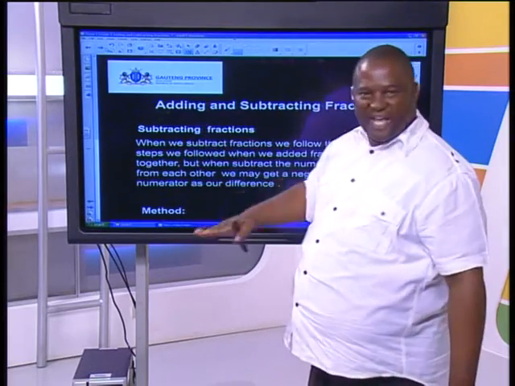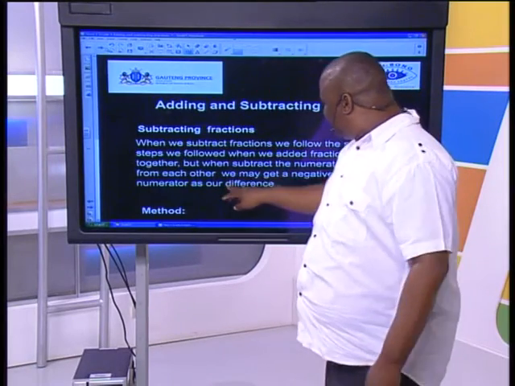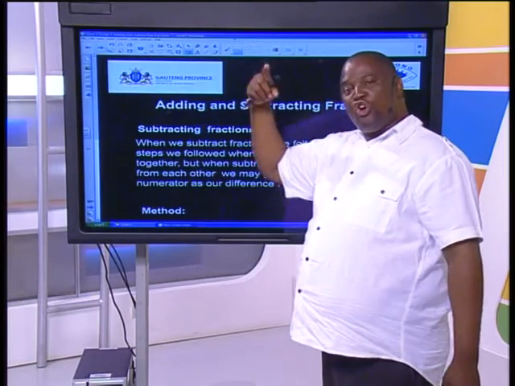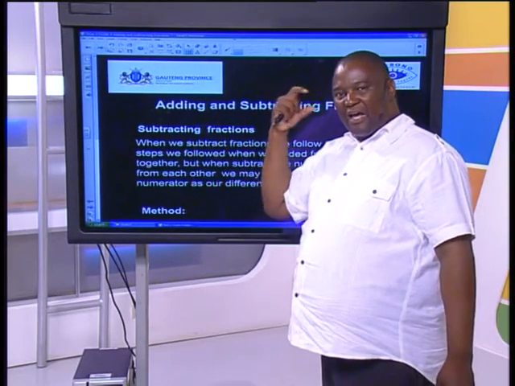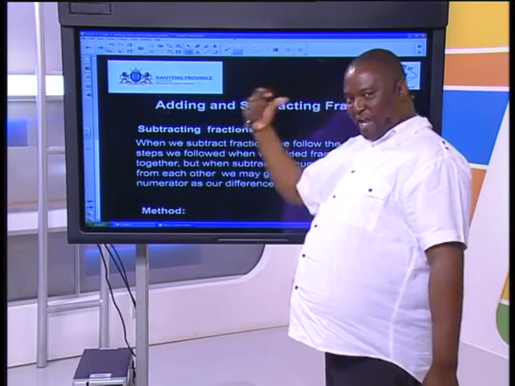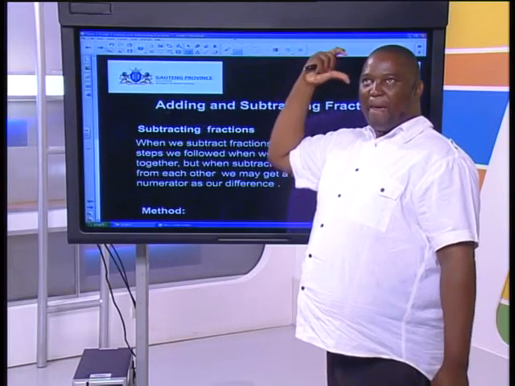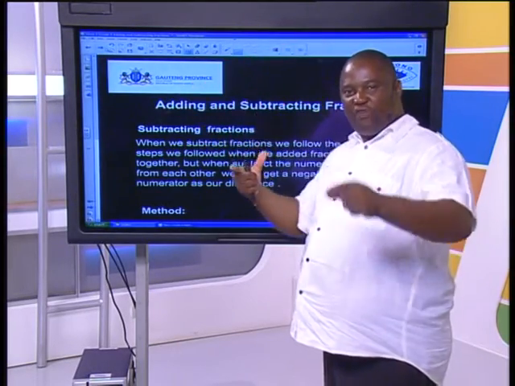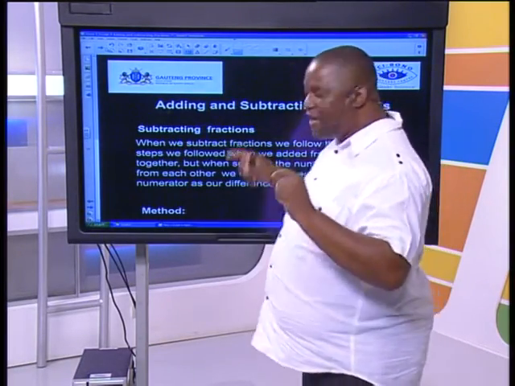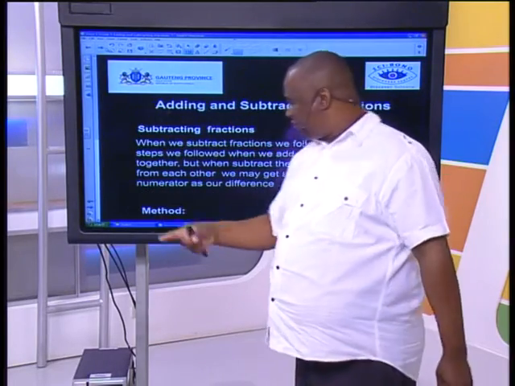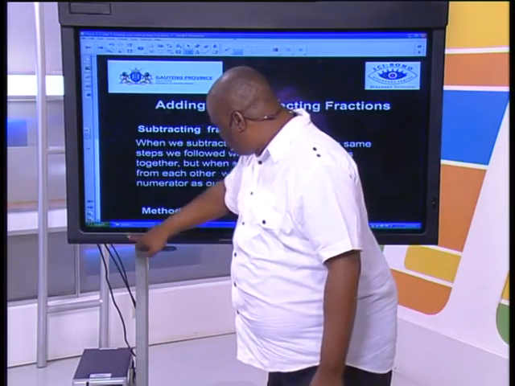So we are not changing anything. We follow the same procedure we followed when we add. But here, it might happen that the numerator of one fraction is lower in value than the other. So you end up subtracting the bigger number from the smaller number, and therefore you'll be getting a negative numerator.